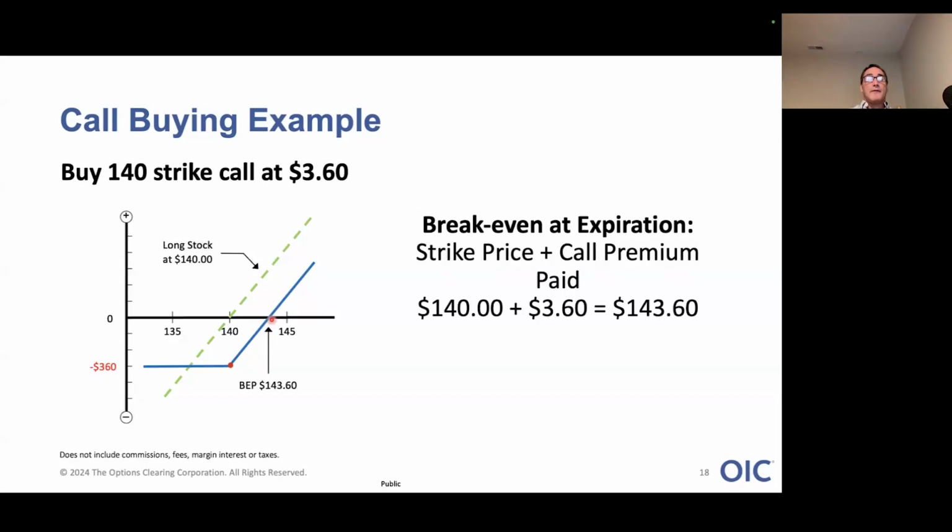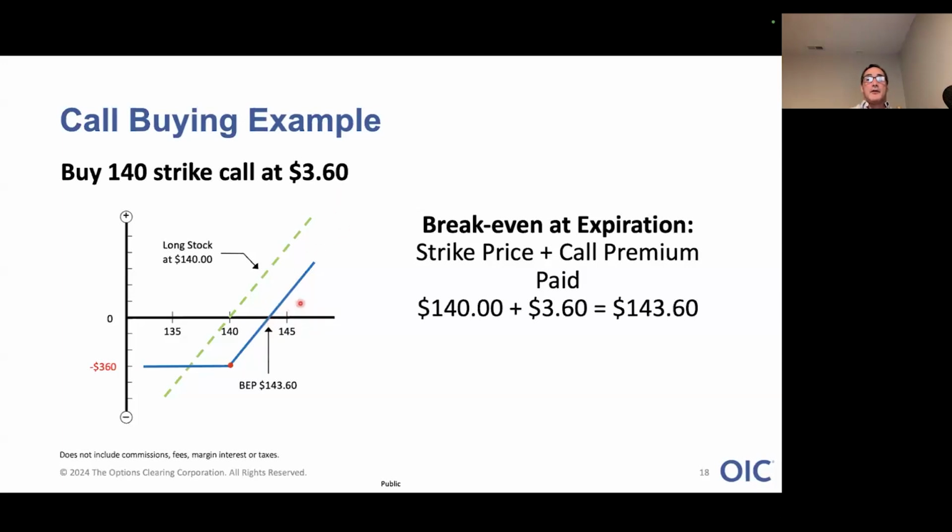So if we fast forward to expiration, if the stock is trading for 143.60, in other words, the strike price of the option plus the premium that we paid, $3.60, that gets us to 143.60. So with the stock trading at 143.60 at expiration, this option to buy shares at 140 is in the money. We would say it's in the money by $3.60. So we would neither make money nor lose money. We'd pretty much just break even.